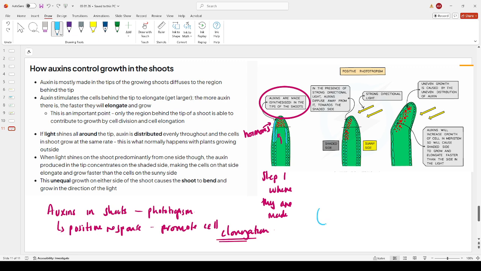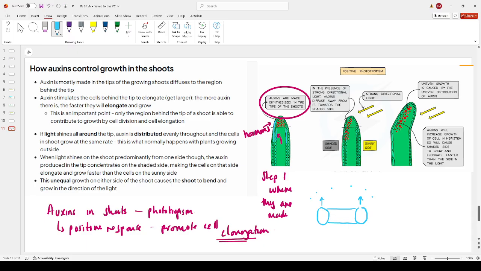If light shines all around the tip, auxin is distributed. So back to the Segway example one more time. If there's light everywhere, that means the auxins are distributed. So will these wheels move at the same speed? Yes, so the Segway goes straight. It goes straight up, because the light is everywhere. It doesn't need to go in any particular direction, right? So if light shines all around the tip, auxin is distributed, okay? If the shoot grows at the same rate, this is what normally happens when plants are still growing outside.